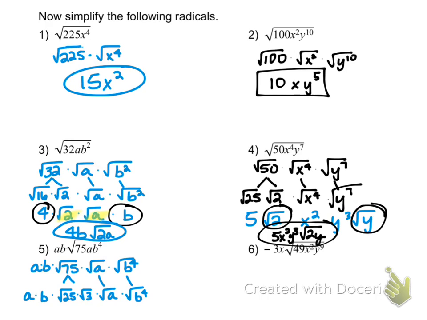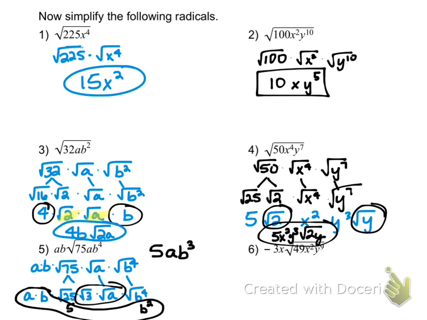So I can find the square root of 25, that's going to be 5, and the square root of b to the 4th is going to be b squared. There's nothing else. These two stay underneath the radical. But I have all of this stuff to put outside the radical. So I have 5, make sure you write your coefficient first. So 5ab to the third, because I have a squared here and a b to the first here. But I don't have any other a's to go with it. Then I have the square root of 3a. That is the simplified form.